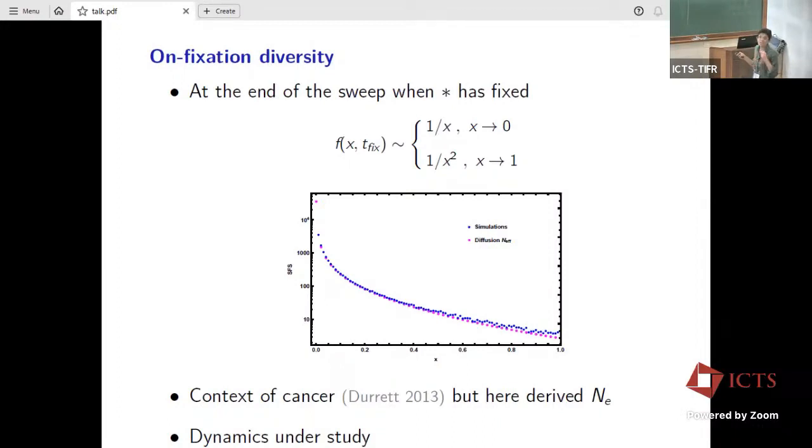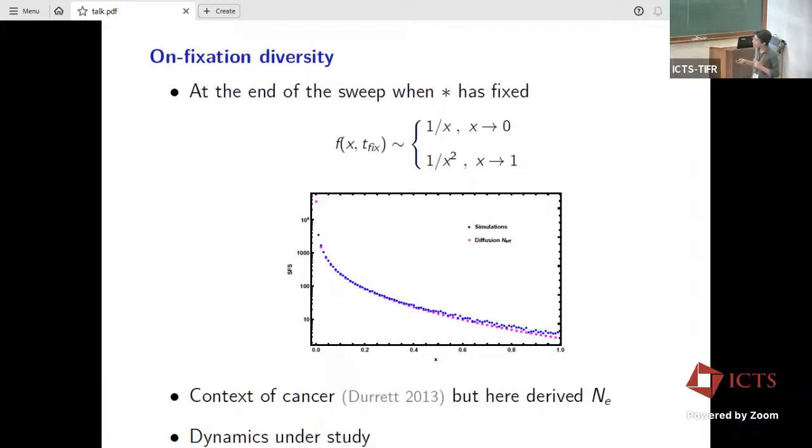This 1 by x squared is not really a new result. It has been seen in the context of cancer, and I think Durrett had derived it first. But there you just assume that it's an expanding population. But as far as I know, in the sweep literature, that kind of effective population size starting from the full model has not been derived. Okay? But this result is sort of known in some ways.